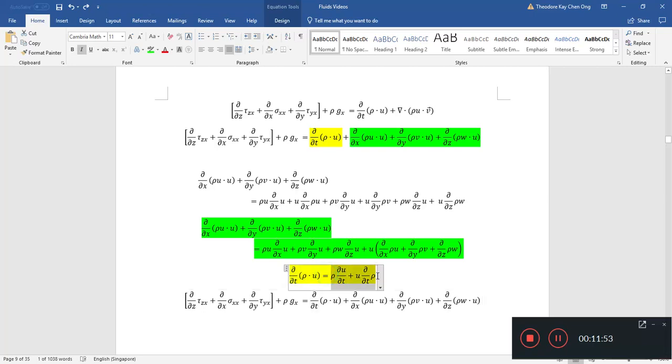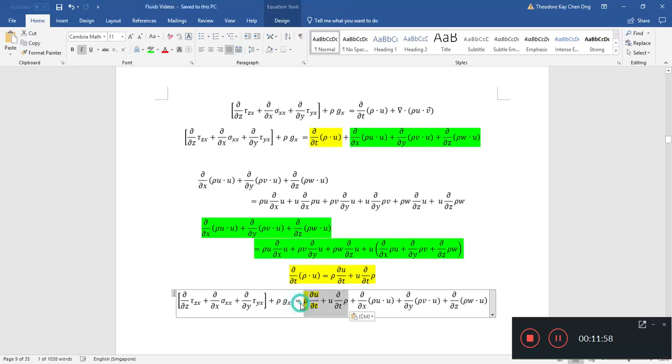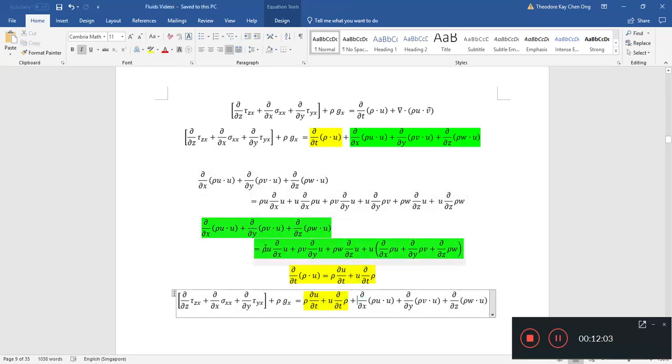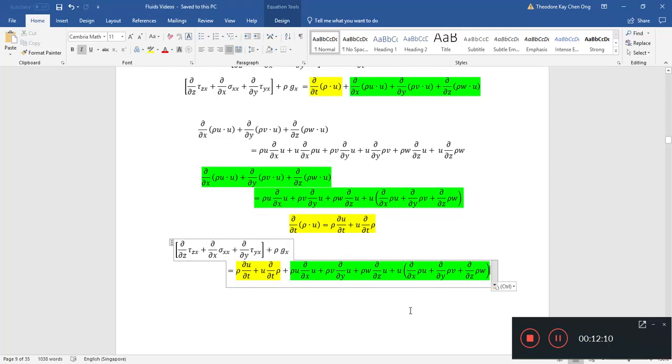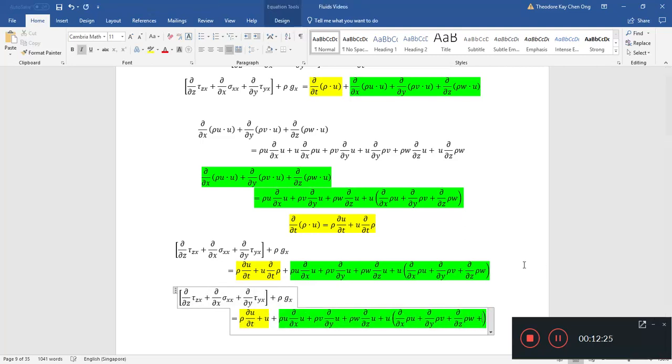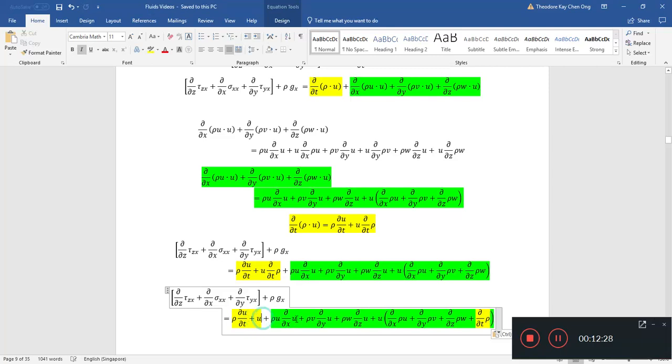Okay, let's do it this way. I'm gonna highlight this in yellow. I'm gonna highlight this in green. 1, 2, 3. There you go. Now, can we notice that this thing also has a u inside of it? So I'm just gonna copy this over. Copy this over. And I'm gonna get rid of this.